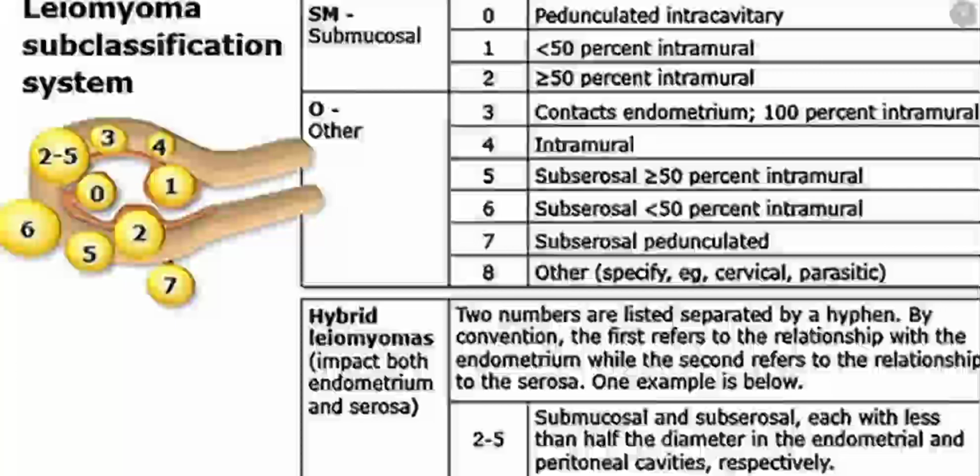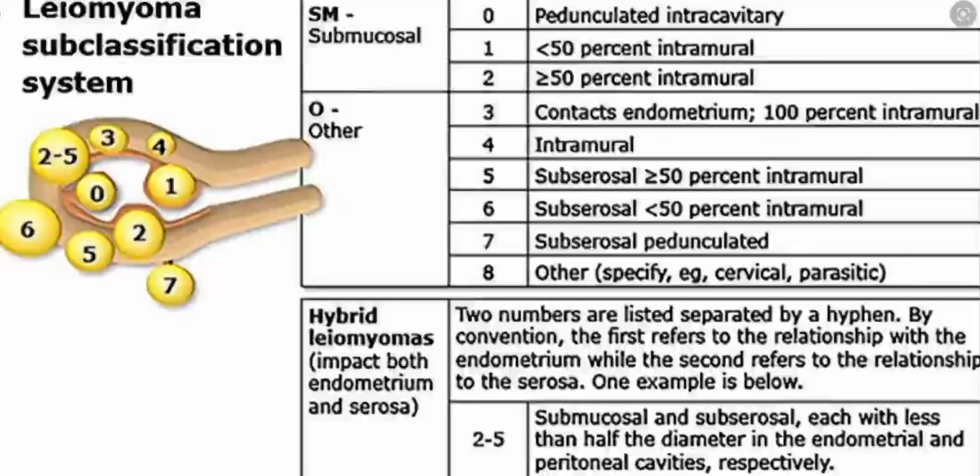Pedunculated ones are 0 and 7. Then 1 and 2 are linked with the submucosal, 3 and 4 are linked with the intramural, and 5 and 6 are linked with the subserosal. And 8 are others, for example cervical or parasitic. So, what are hybrid leiomyomas? Hybrid leiomyomas are those which are impacting both the endometrium and the serosa. Two numbers are listed separated by a hyphen by convention.